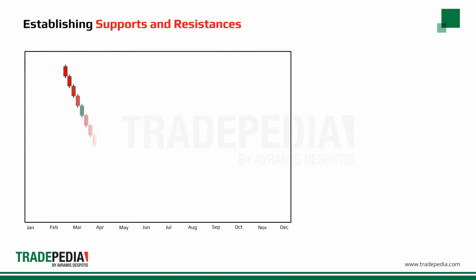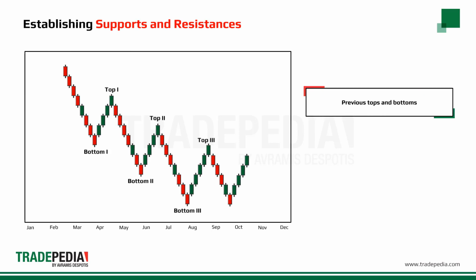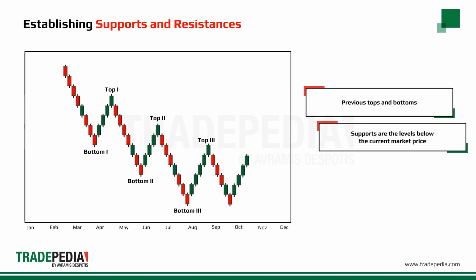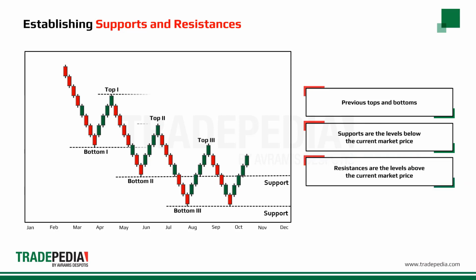The most popular way of establishing supports and resistances is to use previous tops and bottoms, or reaction highs and lows. Supports are all the possible levels below the current market price, and resistances are all the possible levels above the current market price.